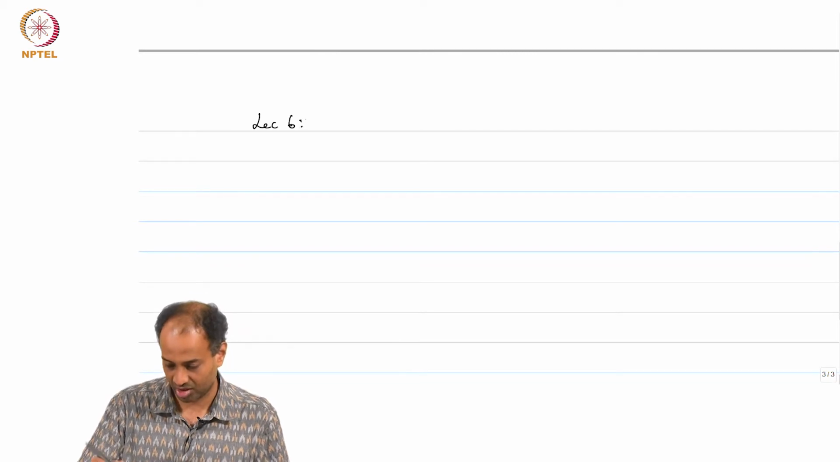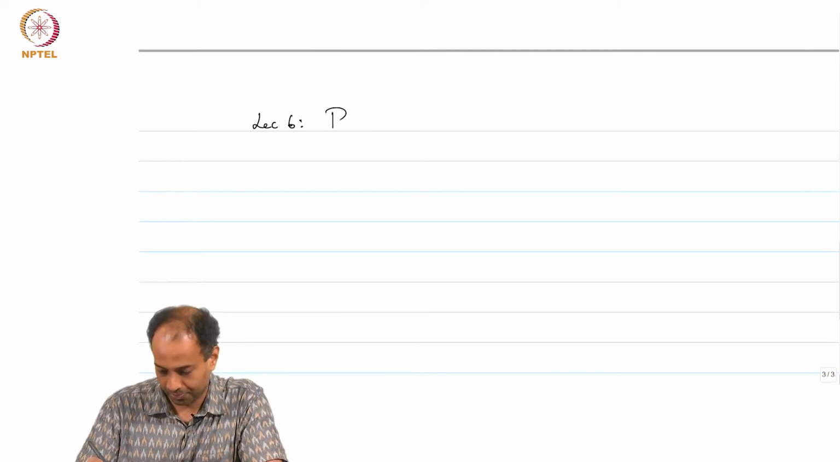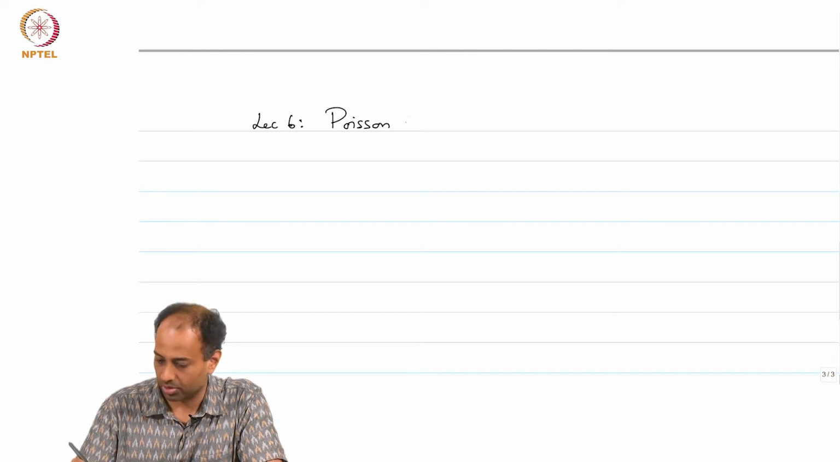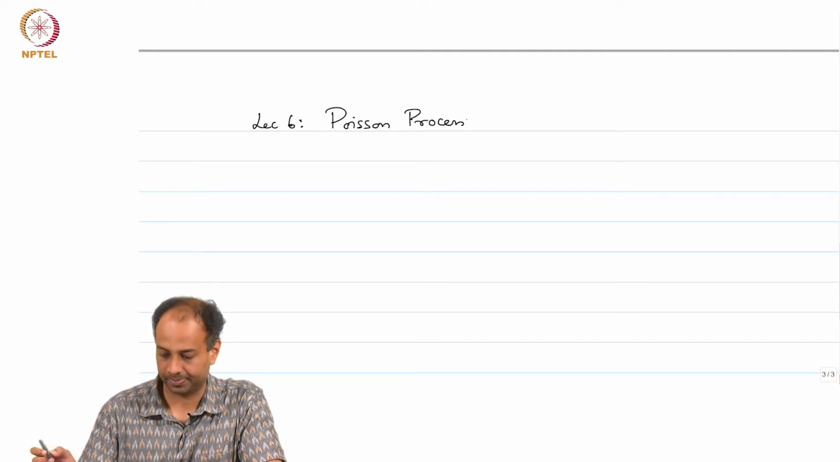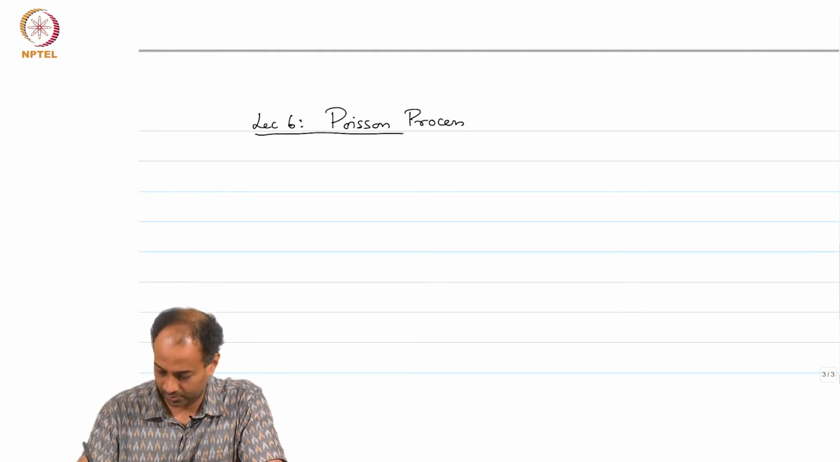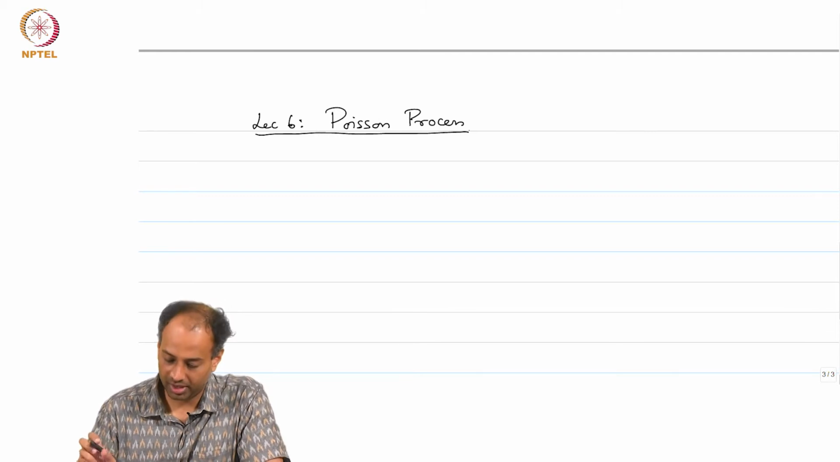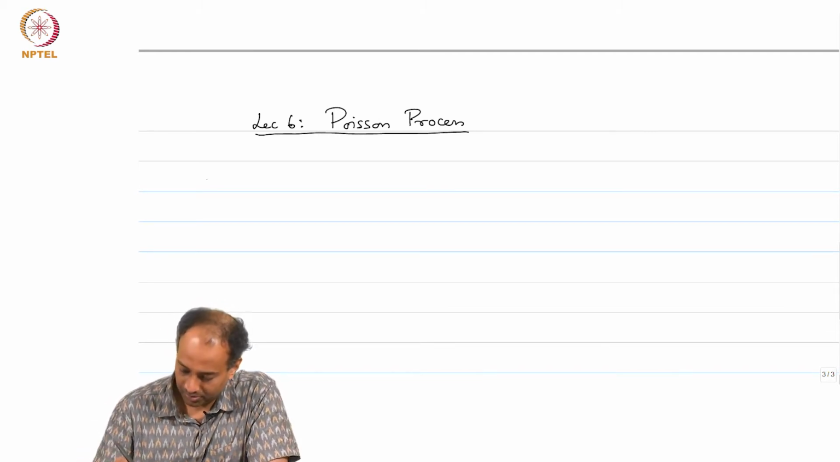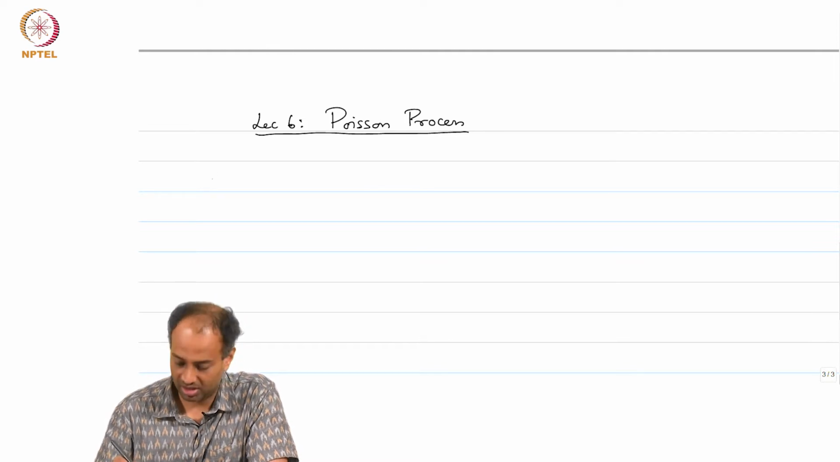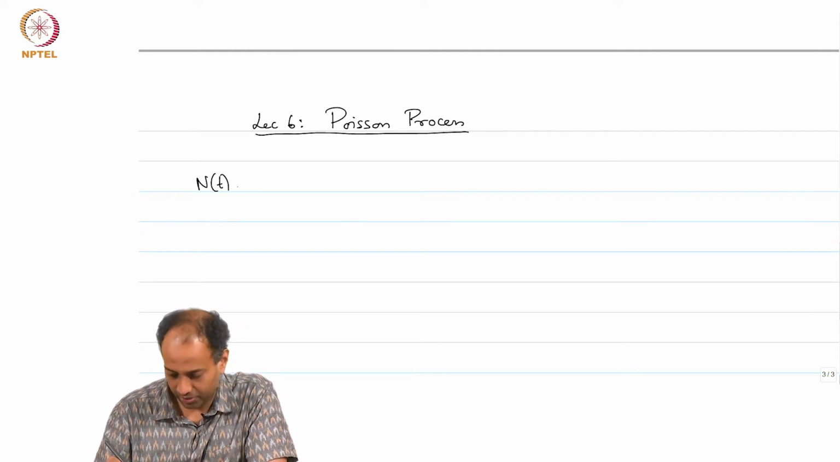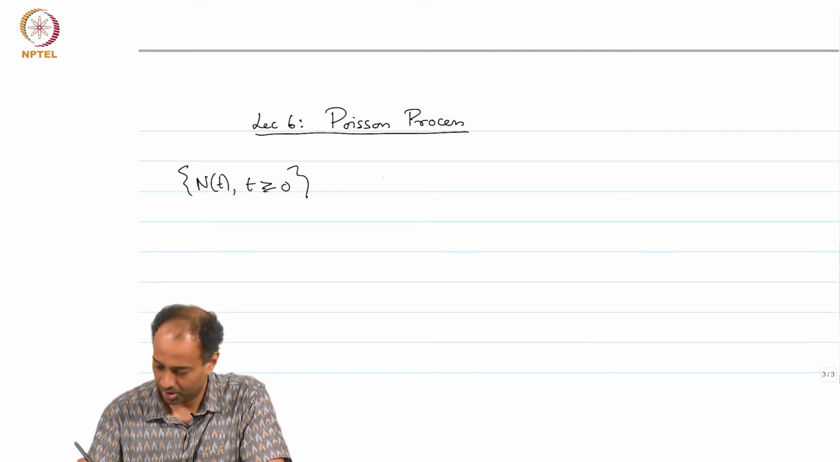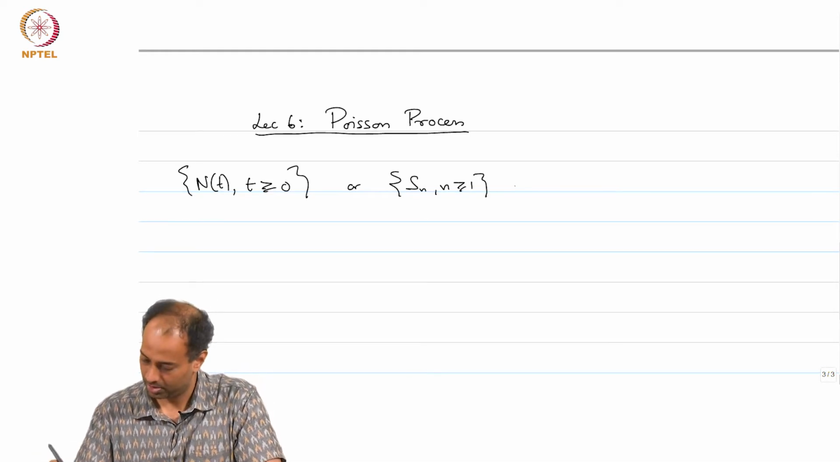Lecture 6. In this lecture we will define what a Poisson process is. Recall that you can specify a counting process either by specifying N(t) for t greater than or equal to 0, or the sequence S_n, or the sequence X_n.